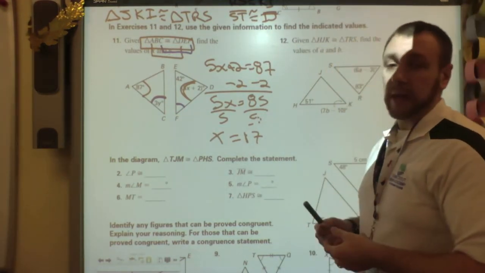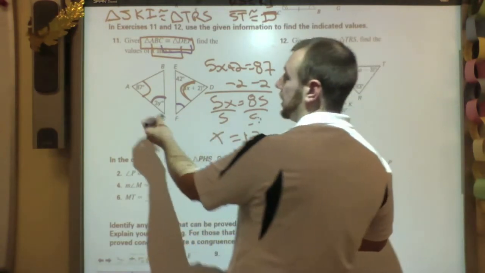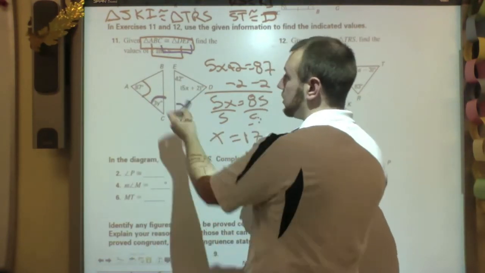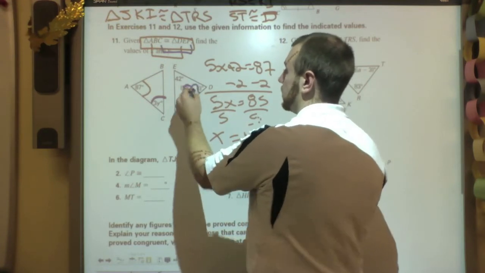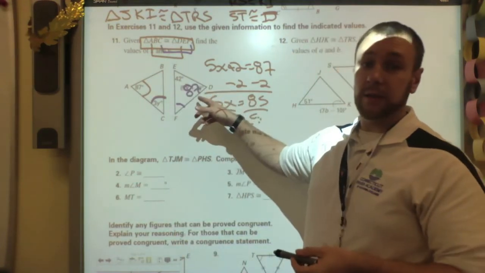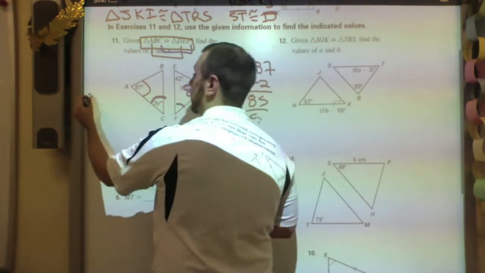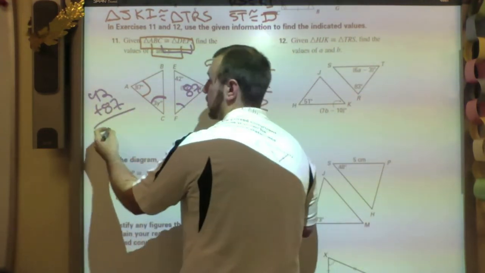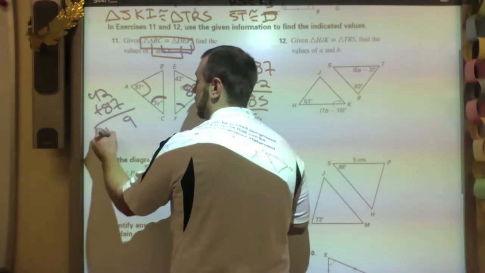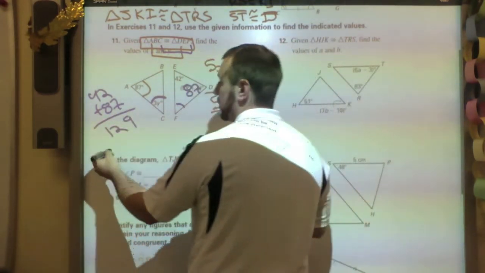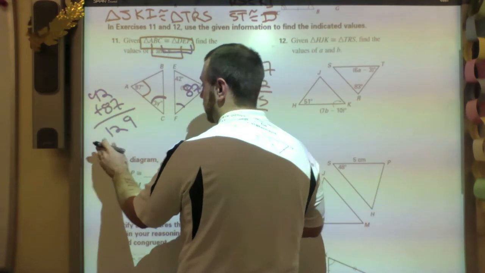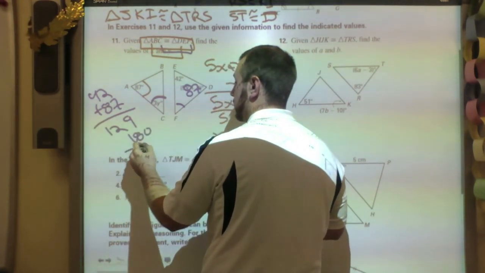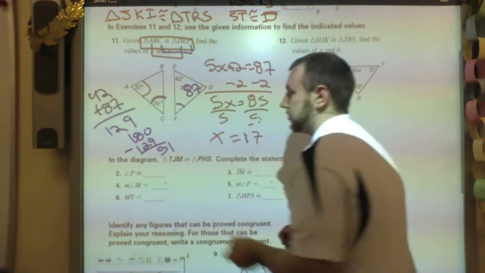Well, here's the trick. If I know this is 87, I know this is 87. Well, now I can find angle F. Okay, I would do 42 plus 87, get a grand total of 129. Subtract that out from 180. 180 minus 129, and we get 51.